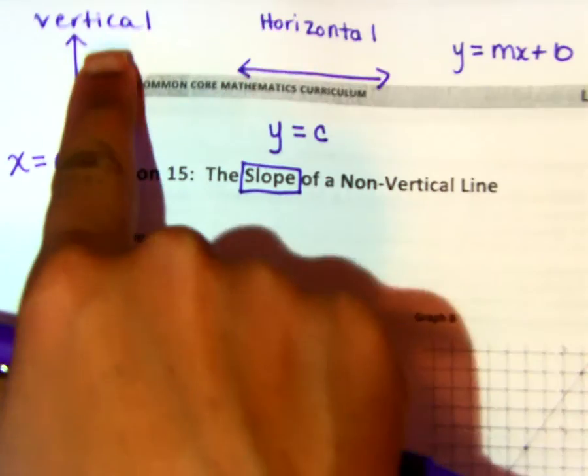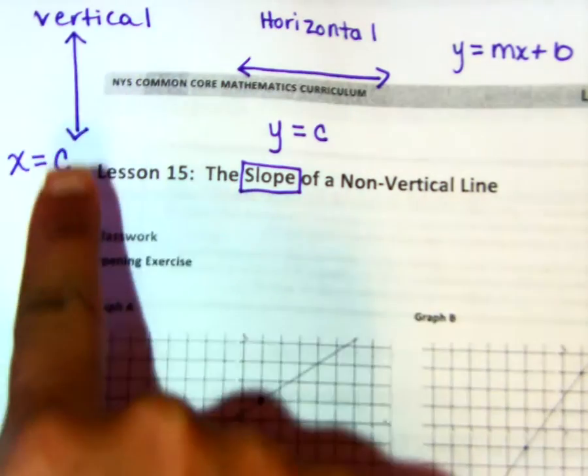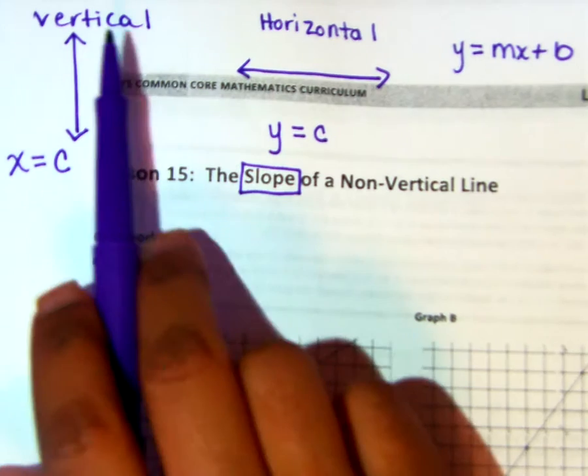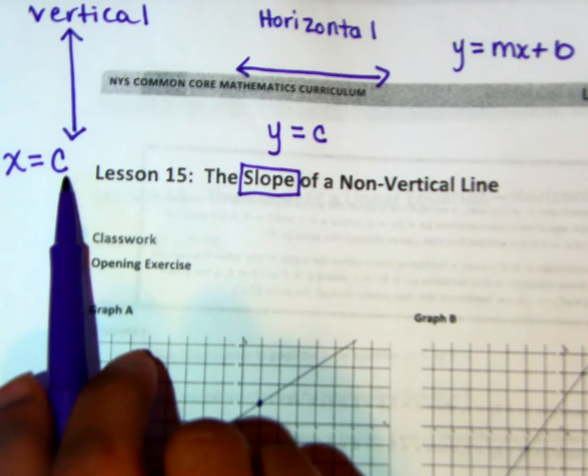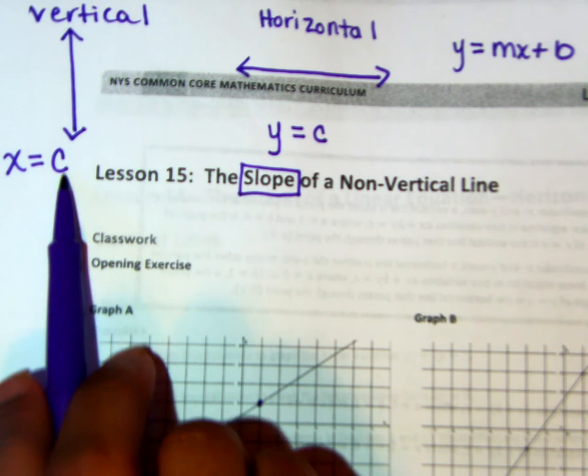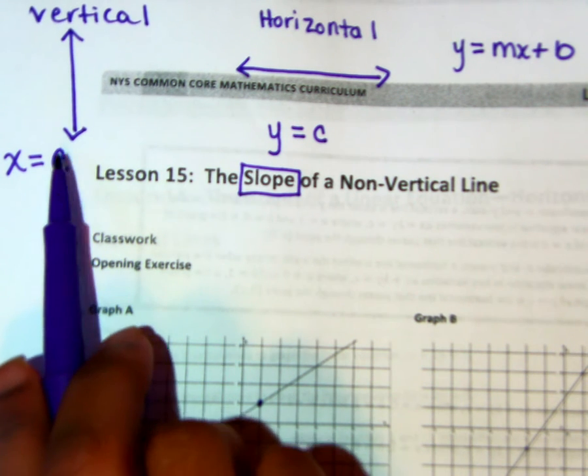All right, vertical lines. Vertical lines are straight up and down. Vertical lines are similar to the y-axis on a graph. Vertical lines are represented by the equation x equals c, where c is some constant, or some number. That means no matter what our y values are, x will always be the same consistent and constant number.